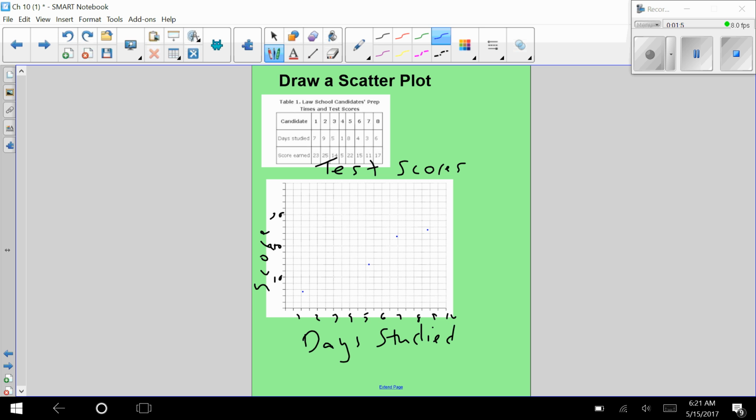Yes, I do expect your scatter plot to be a little bit better than mine because with using a touch screen, it's a little difficult. We have 8, 22. 4, 15. 3, 11. And 6, 17. Right about there. There is a scatter plot for you.